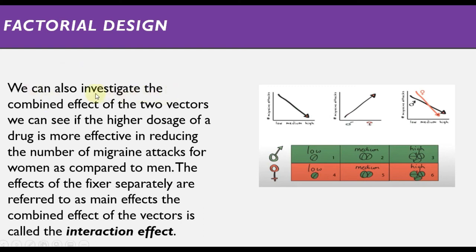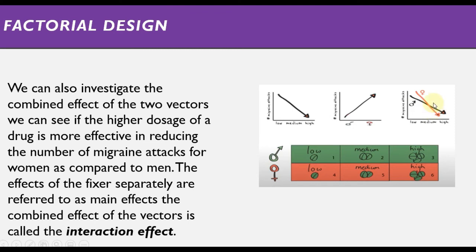We can also investigate the combined effect of the two vectors. We can see if the higher dosage of a drug is more effective in reducing the number of migraine attacks for women as compared to men, as what I was saying earlier. The effect of the factors separately are referred to as main effects. The combined effect of the vectors is called the interaction effect. Okay? So, this is the interaction effect. Okay? Ng male and female within the dosage.